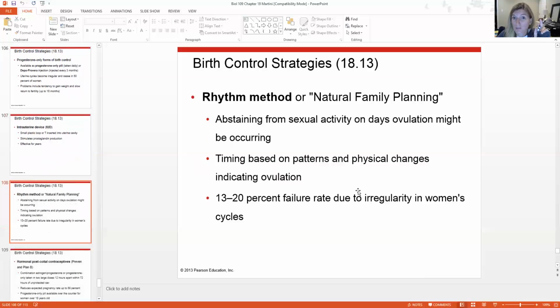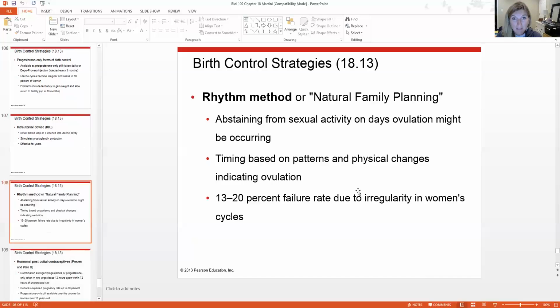There's also the rhythm method or natural family planning. This would be when you're timing your pattern. So you're basing your most fertile period on those days right after ovulation. That 4-day window or week-long window after ovulation would kind of be the 'no honey, I have a headache' days, because that would be when you're most fertile.